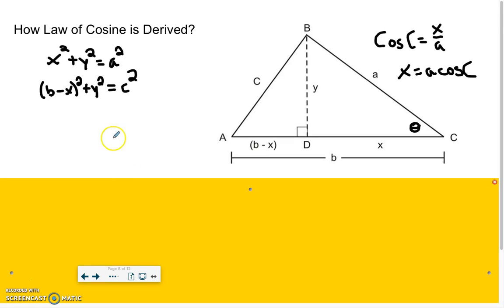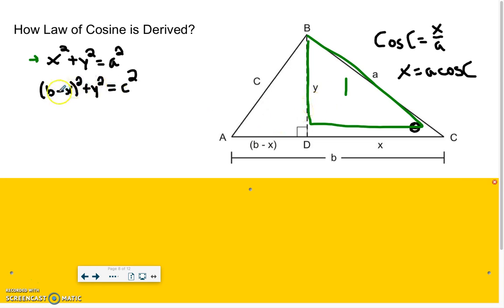So here we go. I kind of set this up a little bit for us. We do know that since this is a right triangle, x squared plus y squared has to equal a squared. So that's the first thing we do know. Step one, that's from triangle one.